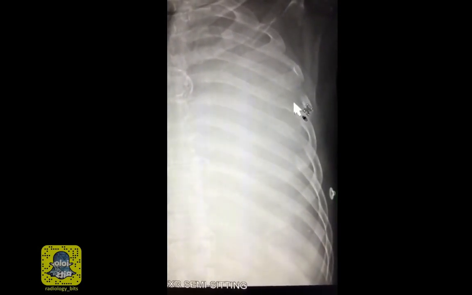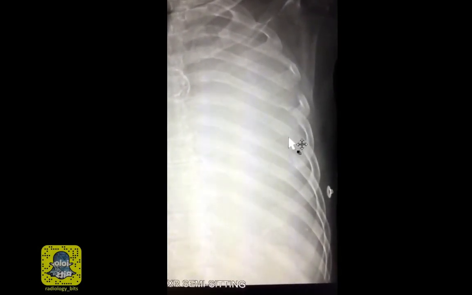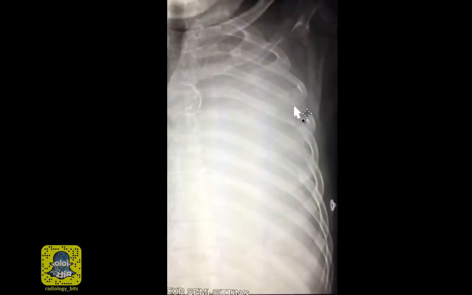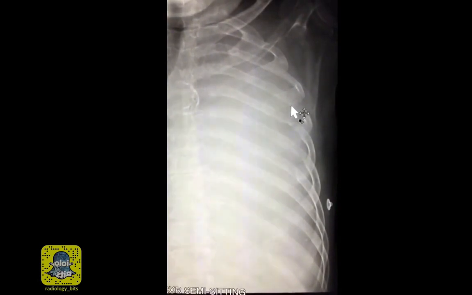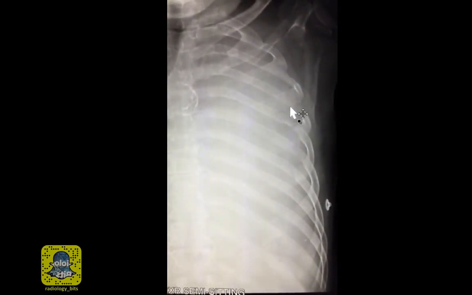Here you see an irregular eroded rib. The same is happening below and above. So as a teaching point, always look carefully at bones adjacent to opacities to make sure you don't miss erosions.